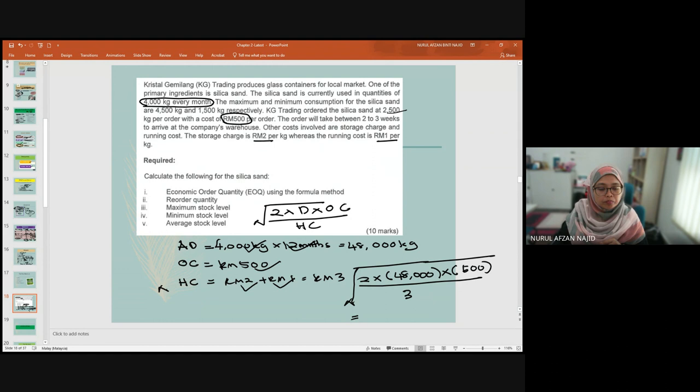Volunteer je, tak perlu madam panggil nama untuk you jawab. Siapa yang dah siap, siapa dapat jawapan, jawab. Salah ke betul ke, jangan fikir. Mana tak marah pun kalau you salah.